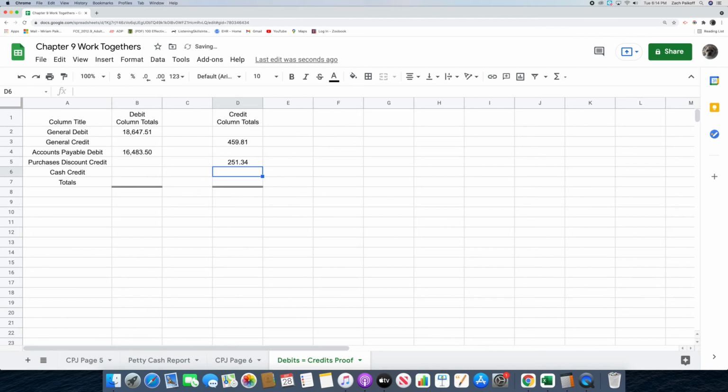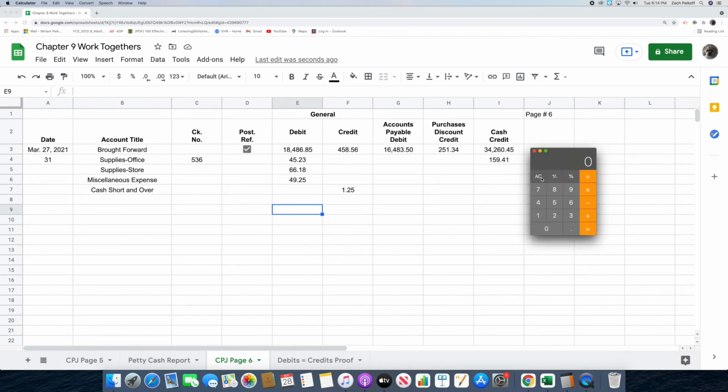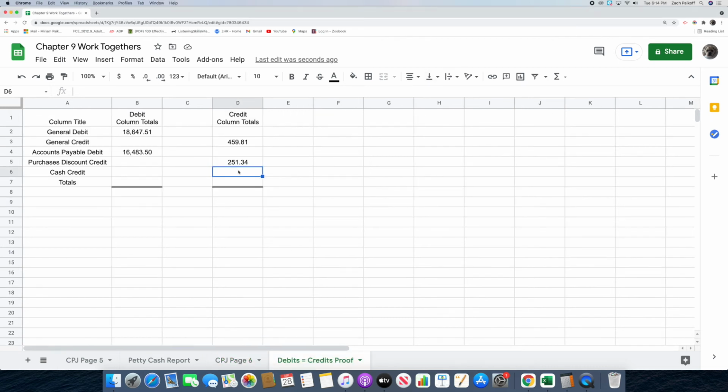The last column that we're going to total is going to be the cash credit column. So we have $34,260.45 plus $159.41. That will give us $34,419.86. So we're going to record that amount in the cash credit column total.